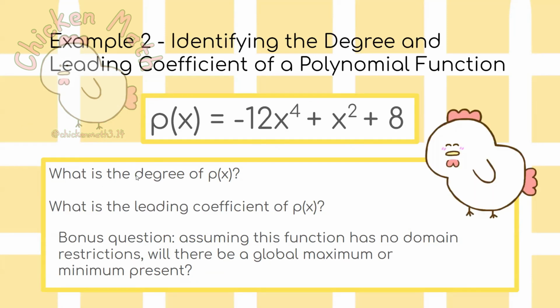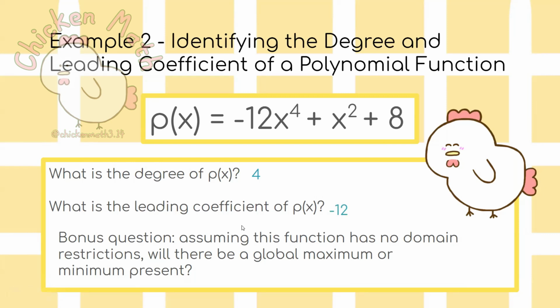Okay, so here we have P of x. So what's the degree of P of x? That's just the highest exponent, which in this case is just 4. So now we're looking for the leading coefficient of P of x. The number in front of x to the 4th is negative 12. So that would be our leading coefficient.